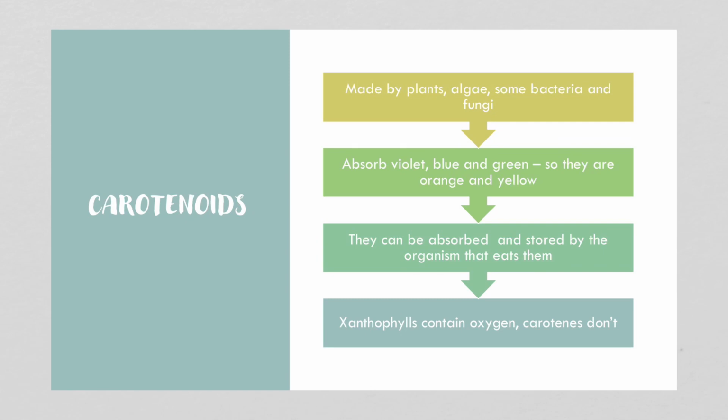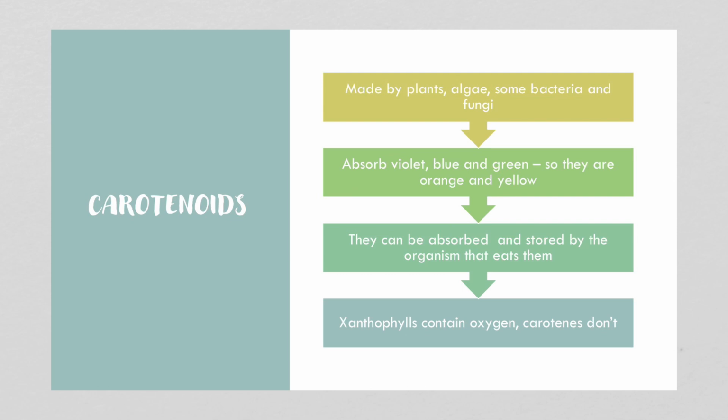Our next set of pigments that we're going to look at are carotenoids, and they're made by plants, algae, some bacteria, and fungi. Their ability is to absorb violet, blue, and green, so they can be orange and yellow. And they can be absorbed and stored by the organism that eats them.